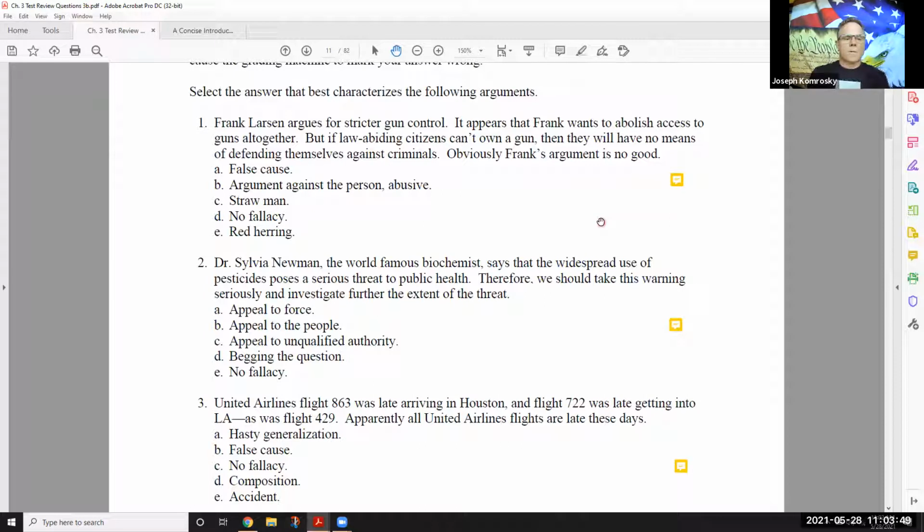Frank Larson argues for strict gun control. It appears that Frank wants to abolish access to guns altogether. But if law-abiding citizens can't own a gun, then they will have no means of defending themselves against criminals. Obviously, Frank's argument is no good.